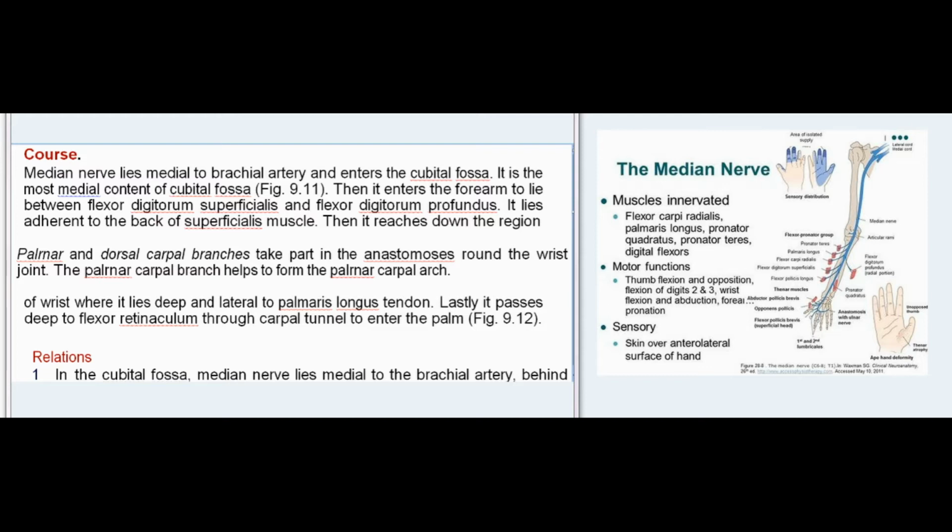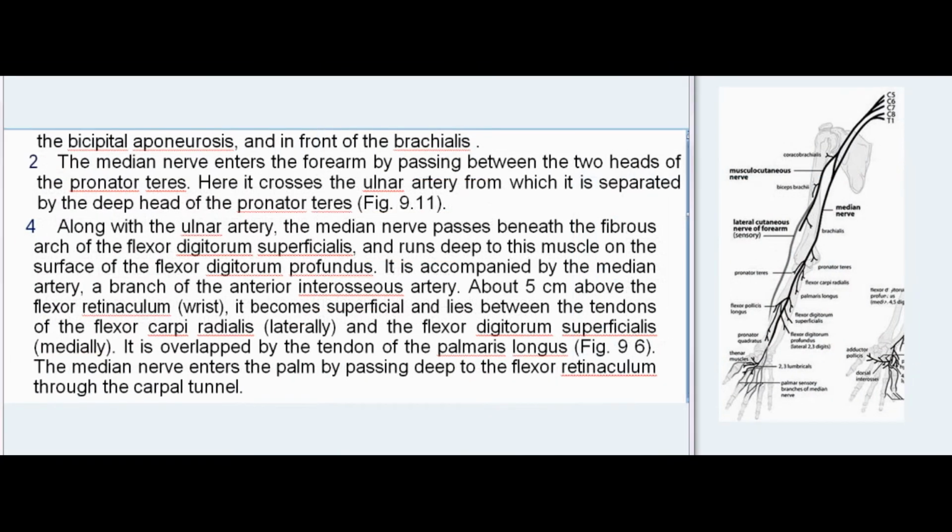Relations. 1. In the cubital fossa, the median nerve lies medial to the brachial artery, behind the bicipital aponeurosis, and in front of the brachialis. 2. The median nerve enters the forearm by passing between the two heads of the pronator teres. Here it crosses the ulnar artery, from which it is separated by the deep head of the pronator teres, Fig 9.11.